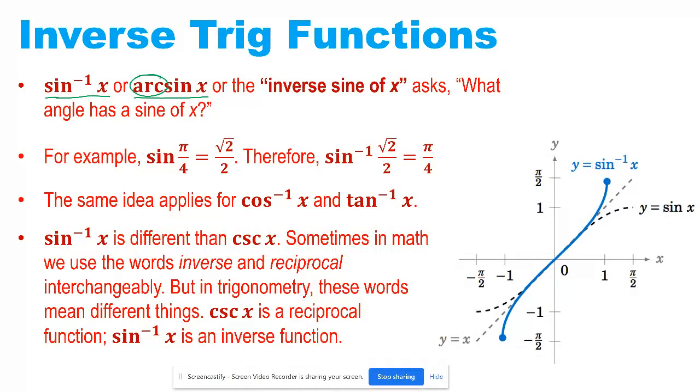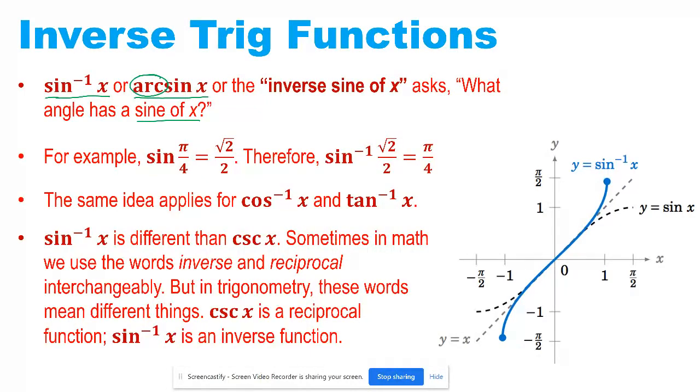Either way you write it, though, what you're saying is this is the inverse sine or the inverse cosine or tangent of x. And what you're asking is what angle is going to give you a sine of x. So it's a way of starting with the sine, the cosine, or the tangent, working backwards and figuring out what angle would get you there.